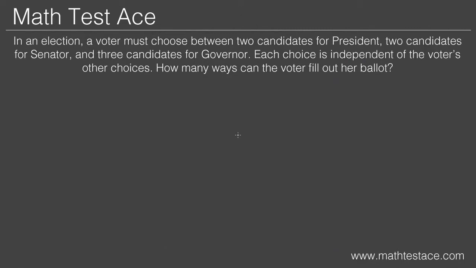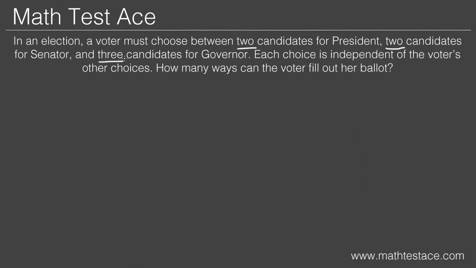If you've read my lesson at MathTestAce.com, you know that the first step in solving a problem like this is to figure out what the voter's choices are. The problem tells us that she has to choose between 2 candidates for president, 2 candidates for senator, and 3 candidates for governor.